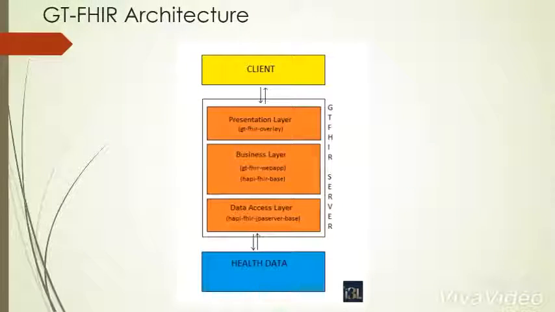This is the architecture of the GT-FHIR server. It comprises three layers: the data access layer, the business layer, and the presentation layer. The data access layer communicates with the health data. The business layer comprises the web app and the other entities. The presentation layer is an overlay which has a user interface and it interacts with the client.